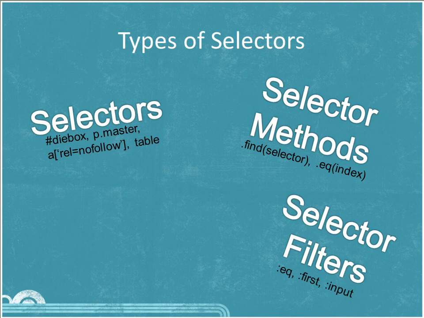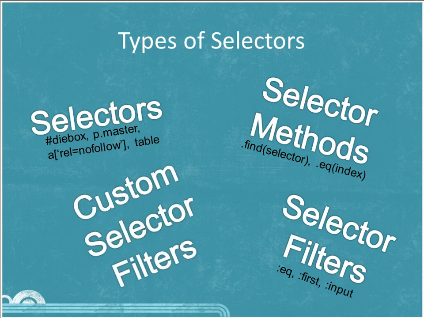So the difference between selector filters and selector methods is not only in the way that they're applied to your selector, but also the way they look. The colon is typically your selector filter, where the selector methods are a dot, just like in jQuery where you're going to have a dot, some kind of method.